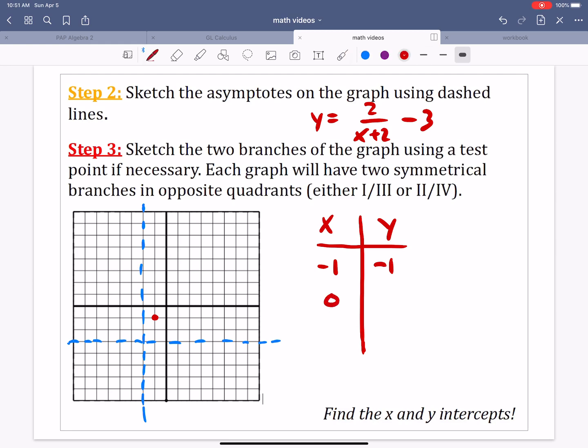Let's pick a few more test points just to make sure. Let's plug in 0 for x, which is again finding the y-intercept. 0 plus 2 is 2. 2 divided by 2 is 1. 1 minus 3 gives me -2. So the y-intercept here is going to be (0, -2).